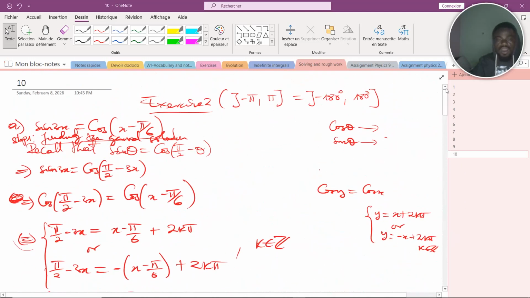So if you are asked to solve a trigonometric equation on a particular interval, the first thing you have to do is find the general solution first. After finding the general solution, you have to find what? Because the first step was what? Finding the general solution of this.